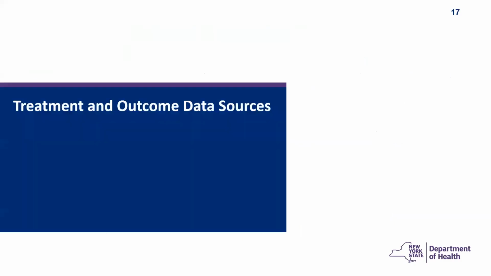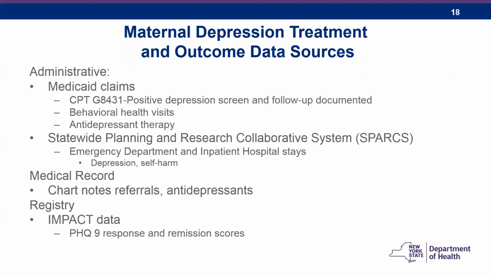And then in the next couple of slides, we're going to talk about treatment and outcome data, which I think is of interest to everyone, and we're trying to move more towards these outcome data. In Medicaid claims, aside from the follow-up documentation that we talked about with one of the screening codes that we collect in Medicaid, we also have access to identifying behavioral health visits for those women who are on Medicaid, including during and after pregnancy. We have access to pharmacy data that we can look at for antidepressant therapy.